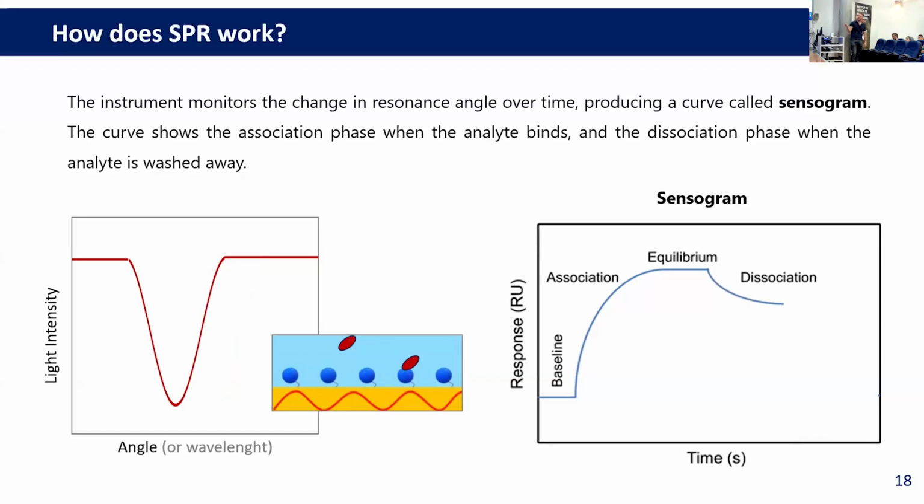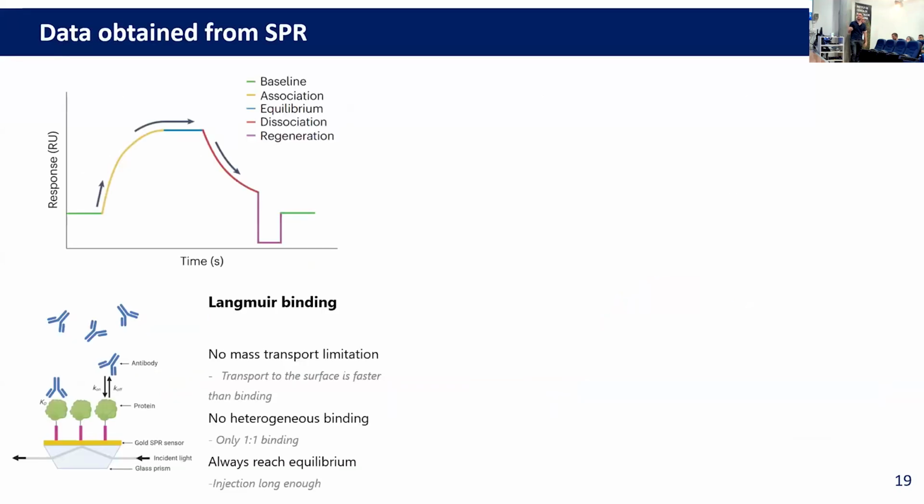Okay, let's see with this sensorgram, how can we extract, and which information can we extract from the SPR. For this, let's assume the easiest of the cases, which is the Langmuir binding. In this simplification, we don't have mass transport limitations, meaning that the molecules that are attaching to the ligands are already present at the surface of the ligands.